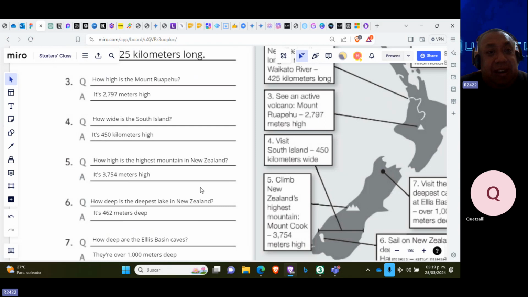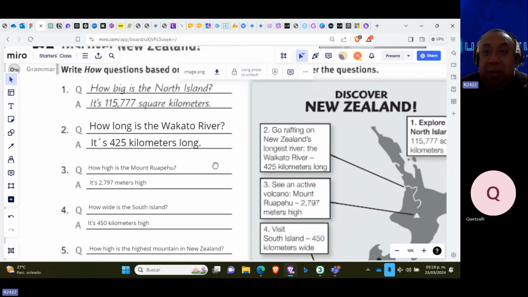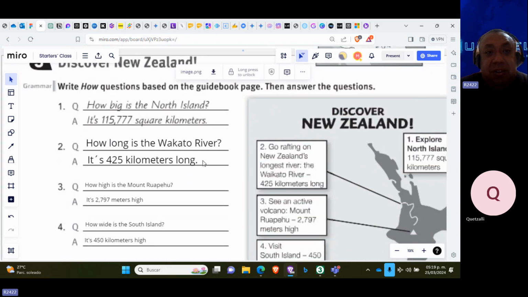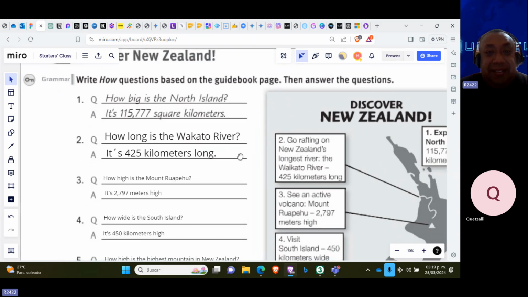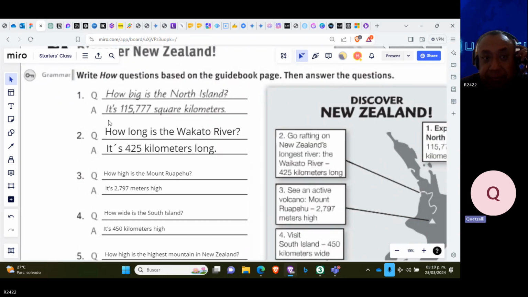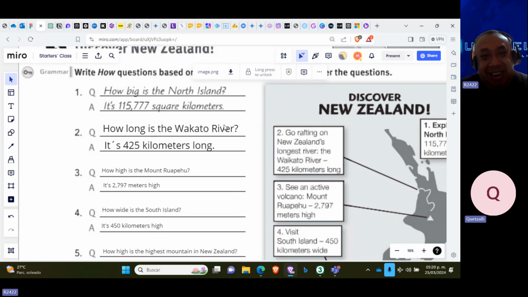Exactly. Very good. So let's see. I will read the question and you tell me the answer. Let's practice pronunciation. It says, how big is the North Island? It's 115,777 square kilometers.